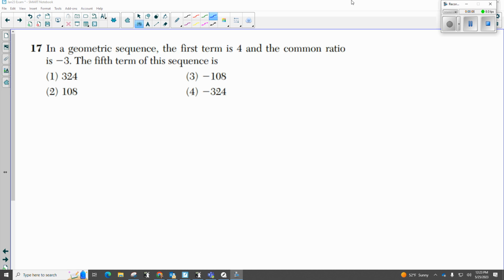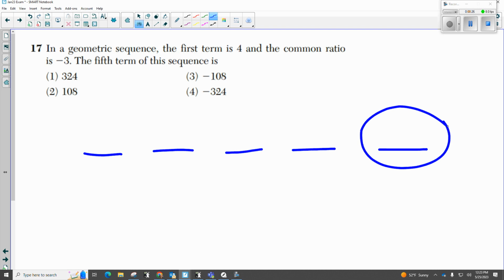In a geometric sequence, the first term is 4 and the common ratio is -3. The fifth term of this sequence is... all right, so I like to make little lines for my terms. It just means 1, 2, 3, 4, 5. We're trying to find the fifth term. The first term is the first number that you write. And when it says that the common ratio is -3, that is the number that you're going to multiply by.